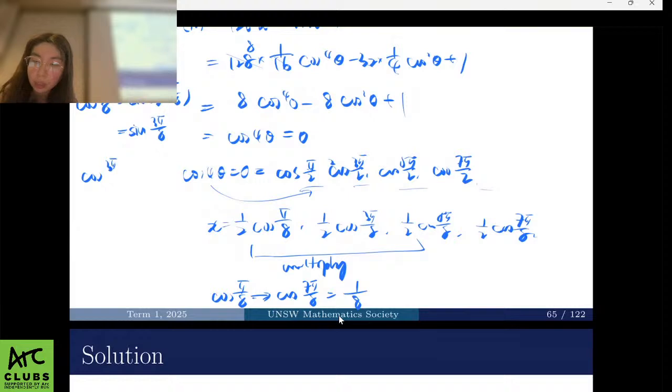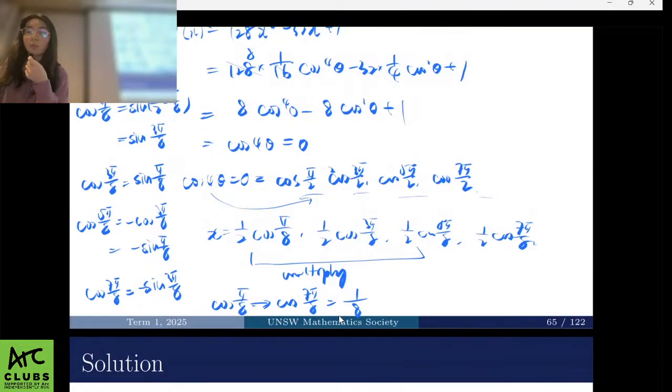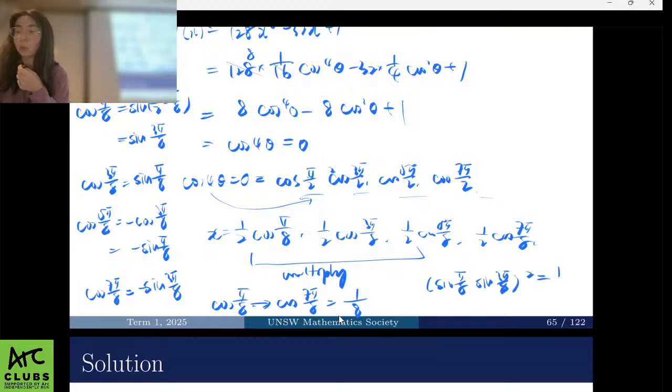So cos 3 pi on 8 should be equal to sine of pi on 2 minus that, which is sine pi on 8. Cos 5 pi on 8 is equal to the negative of cos 3 pi on 8, which is just equal to negative sine pi on 8. And finally, cos 7 pi on 8 is equal to negative cos pi on 8, which is just equal to negative sine 3 pi on 8. So as you can see, we've expressed all of our original roots in terms of sine, in which if you multiply all of them, you're going to get sine pi on 8, sine 3 pi on 8 squared is equal to 1 on 8.